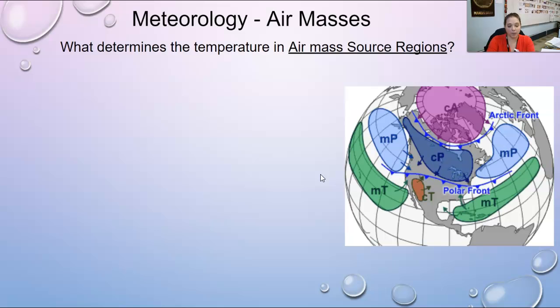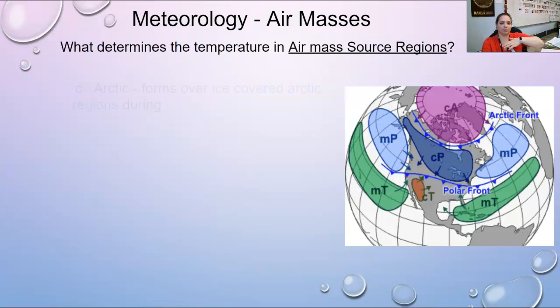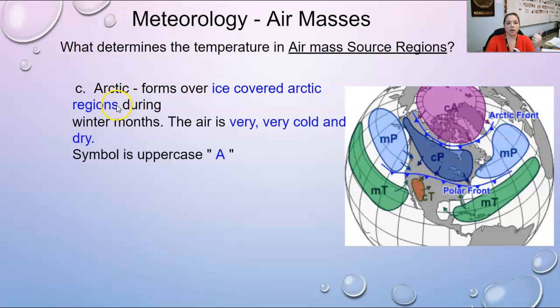What determines the temperature? So we just looked at what determines the moisture level. Now let's look at the temperature. Well, look at this A right here. A is Arctic. It forms over ice-covered Arctic regions during the winter months. It is very, very, very cold and dry. Dry because it forms over the continent. Very, very cold because it's up at the poles. Very, very, very cold at the Arctic, symbolized by a capital A.